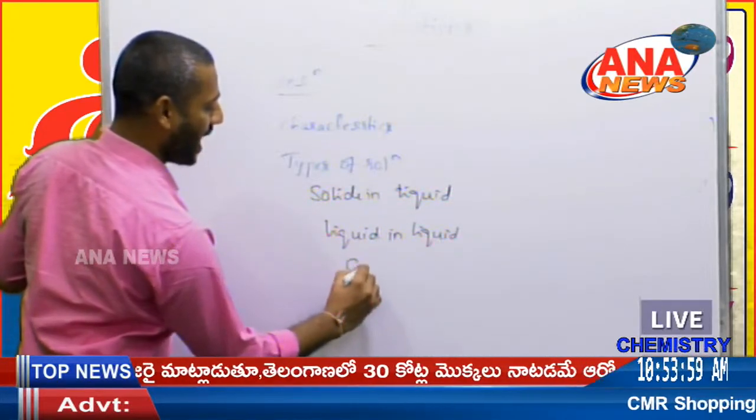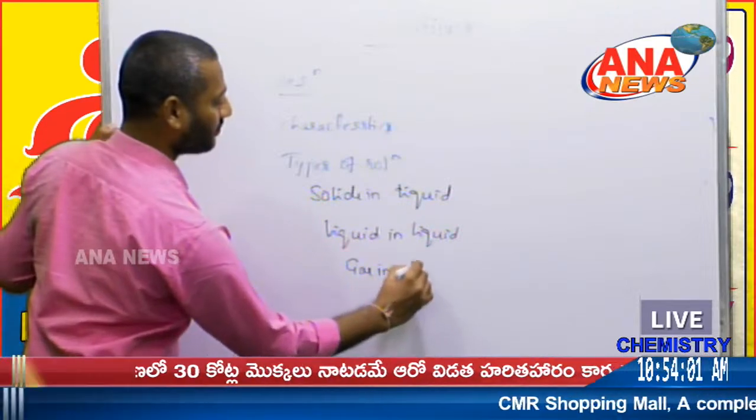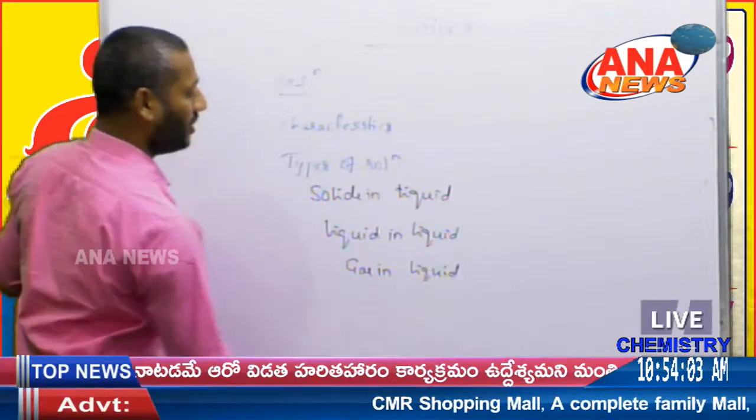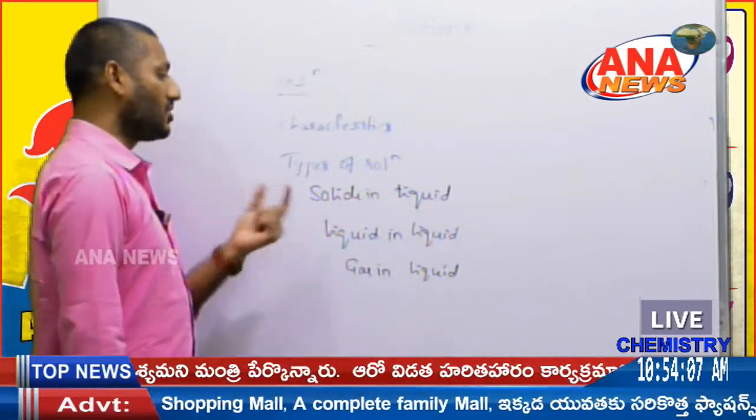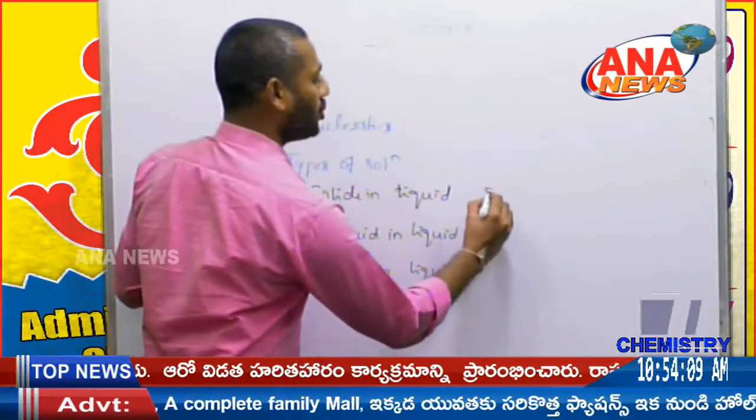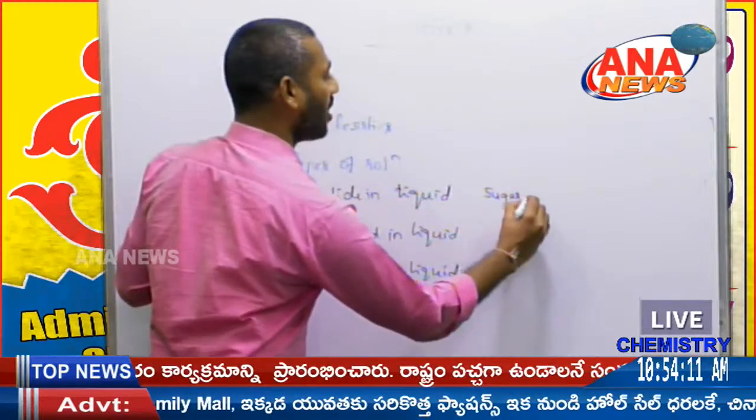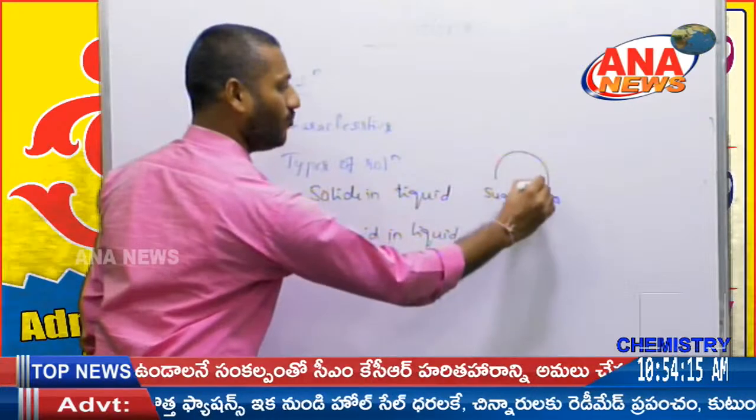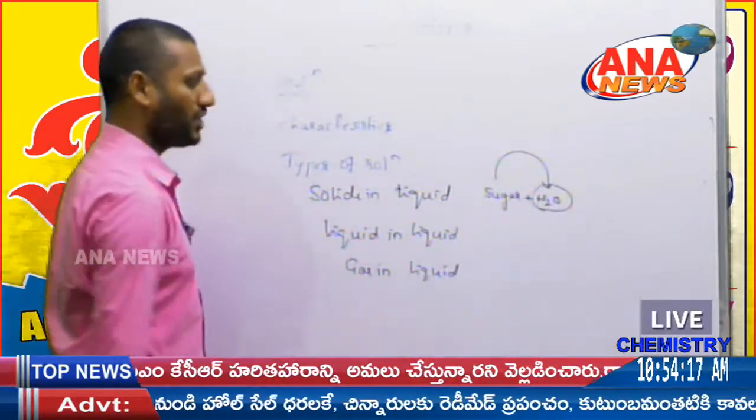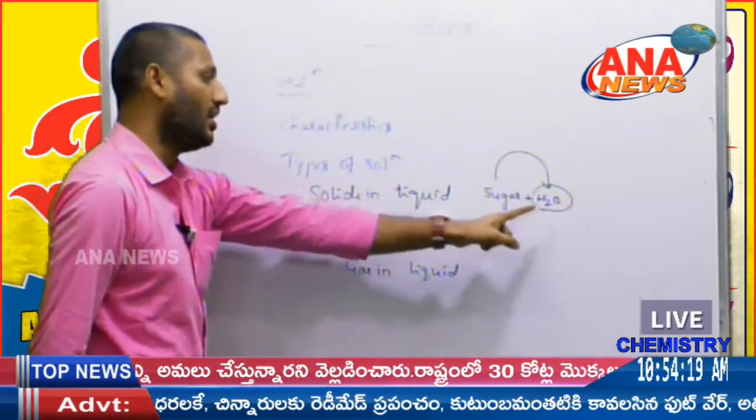Next one, solid in a liquid. The liquid is the solvent, and this is the solute. Solid in a liquid is sugar plus water or salt plus water. So this is the example: sugar in water. Water is the higher proportion, so it acts as the solvent, and sugar is the solute.